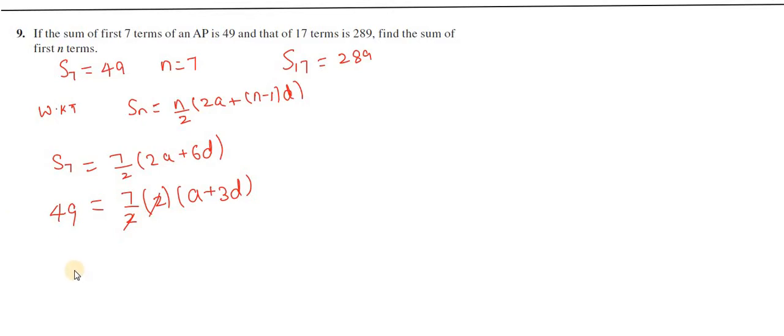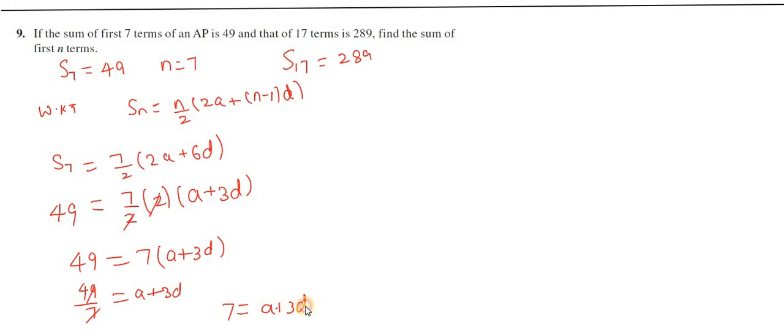And also here 2 and 2 get cancelled. So therefore you'll get 49 is equal to 7 into a plus 3d. So 49 by 7 is equal to a plus 3d. 7 ones are 7, 7 sevens are 49. So therefore we can write 7 is equal to a plus 3d. Call this equation 1.